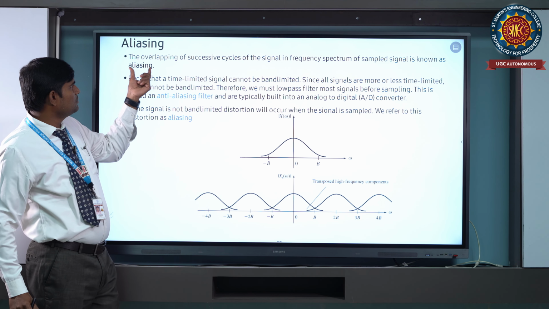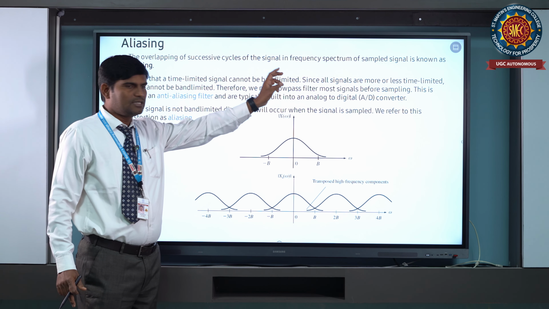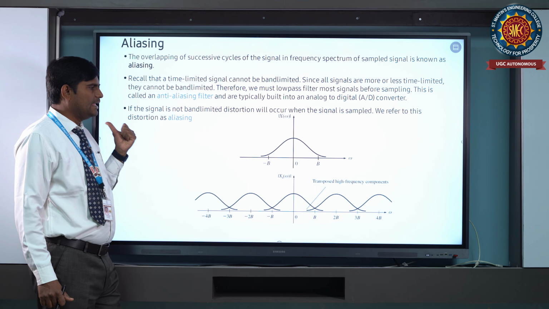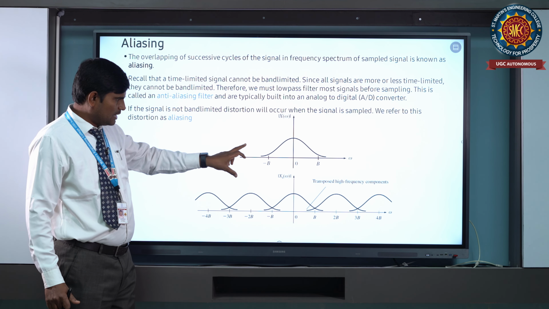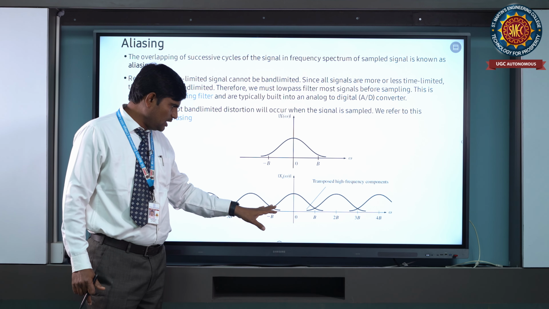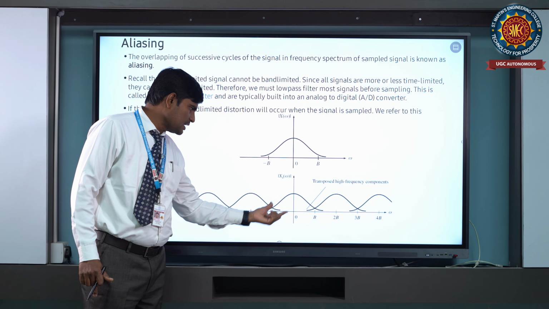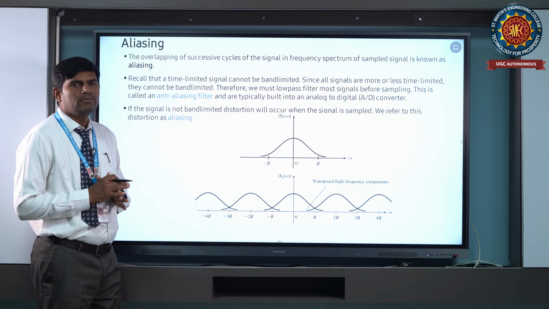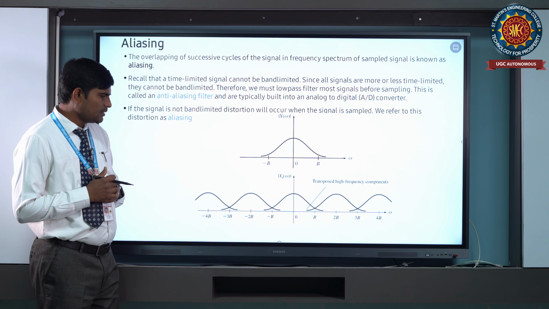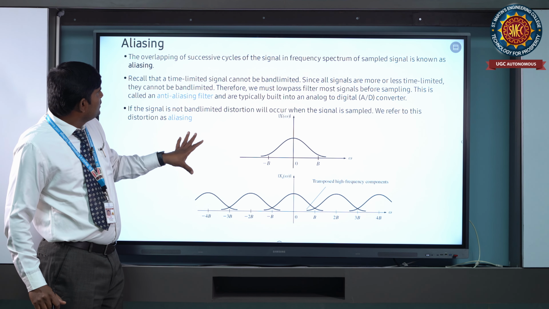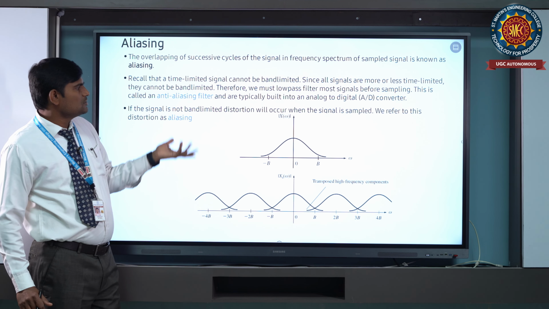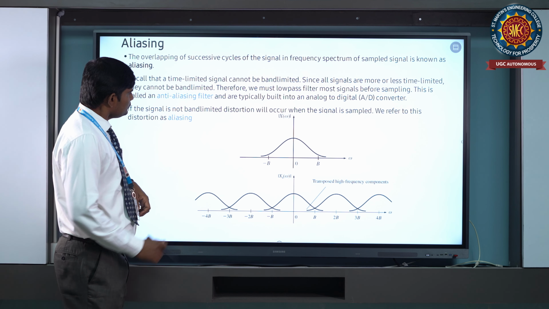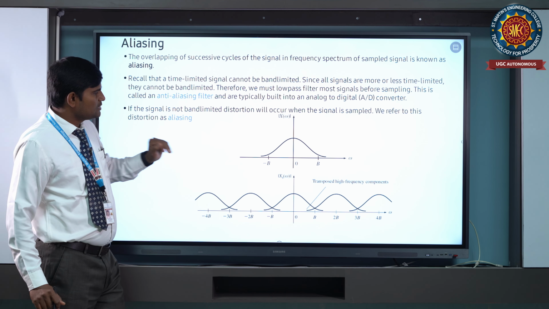Aliasing is nothing but the overlapping of successive cycles of the signal in the frequency spectrum of the sampled signal. If you observe graphically, the cycles overlap with each other. Extracting one cycle using a low pass filter then becomes difficult. So aliasing is going to be a problem. To avoid this, we have to use an anti-aliasing filter, which is a low pass filter.